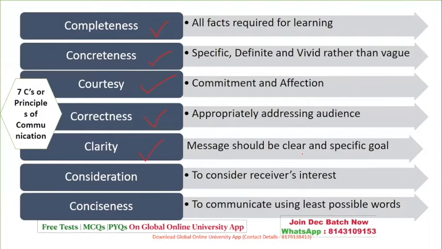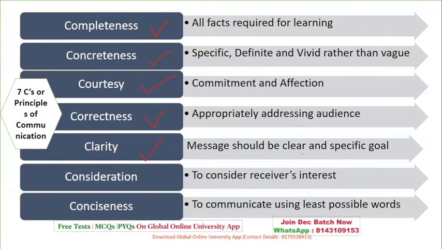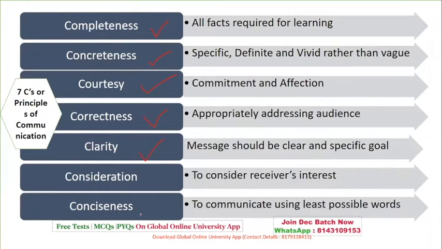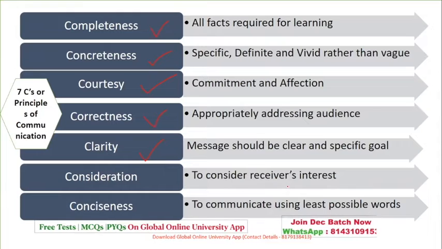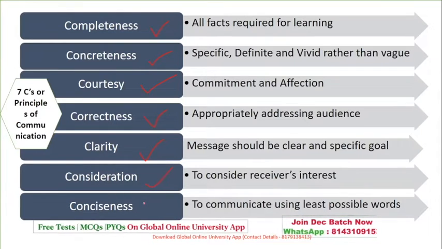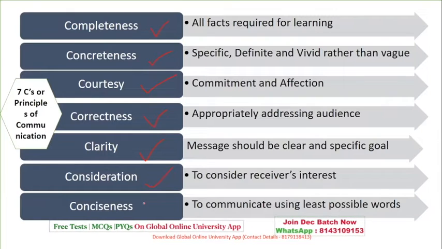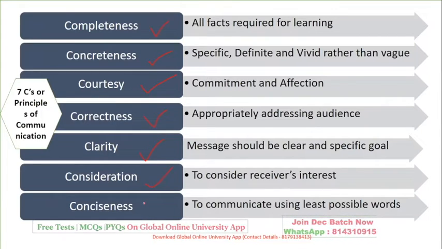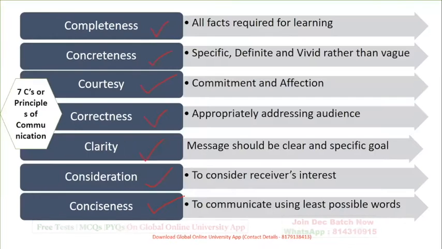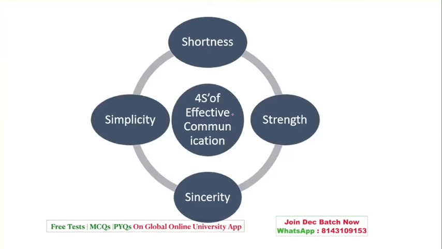There should be no confusion. There should be no dual meaning out of it. It has to be very specific. Consideration: it means it has to consider the receiver's interest. And concise: it means it should be communicated using the least possible words. You can rather say as precise. Okay. Apart from 7 C's, you also have 4 S of effective communication.